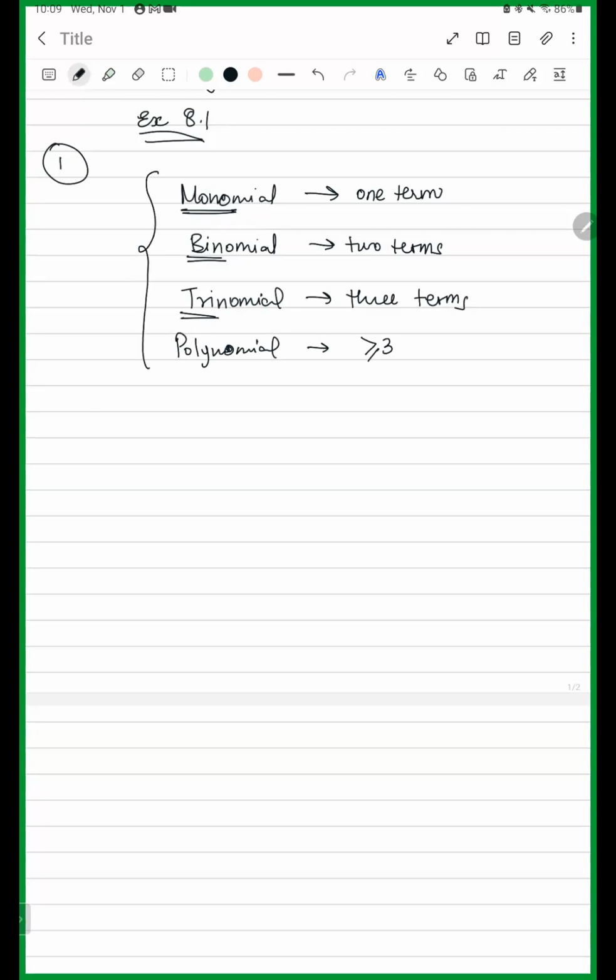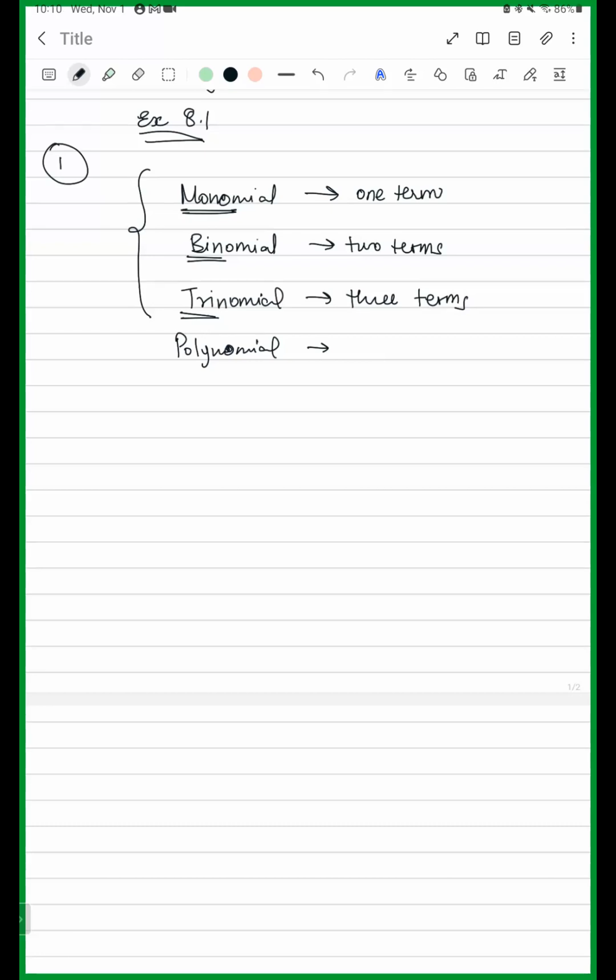Actually, all of these are polynomials, but in general, polynomials are any algebraic expressions. You will study more about polynomials in your 9th grade as well. But right now, how do we know whether an expression is a trinomial or a polynomial?